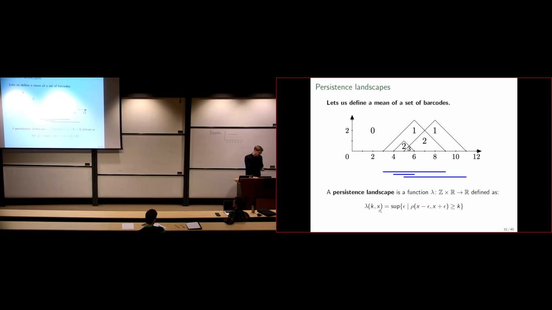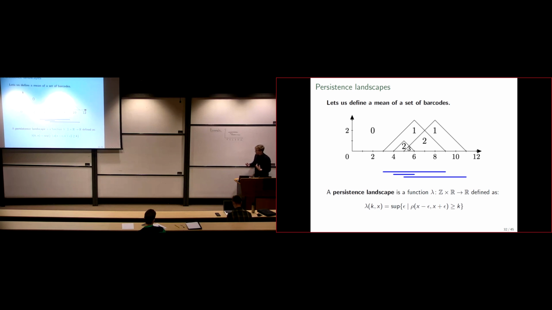The second argument is the filtration value, which is this coordinate axis here. So this barcode looks like this. Alright, I'm hoping that you can see this.